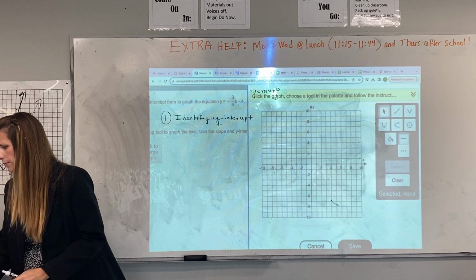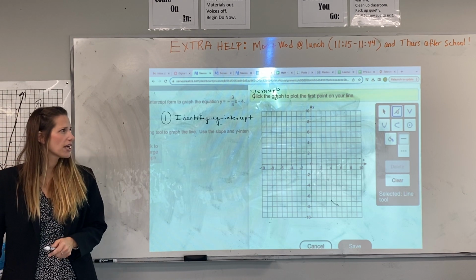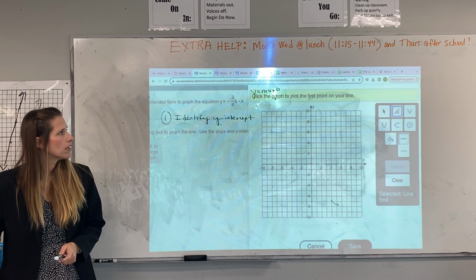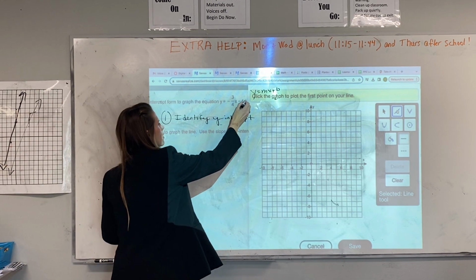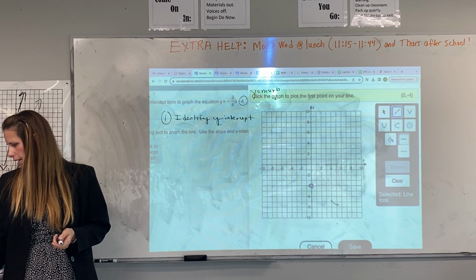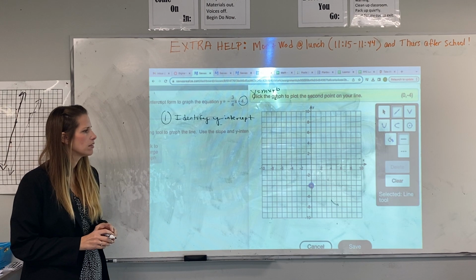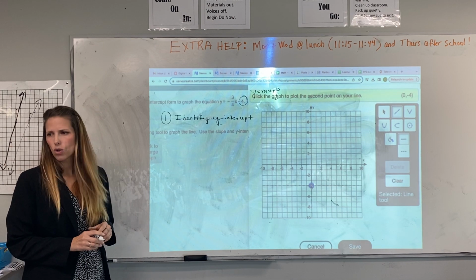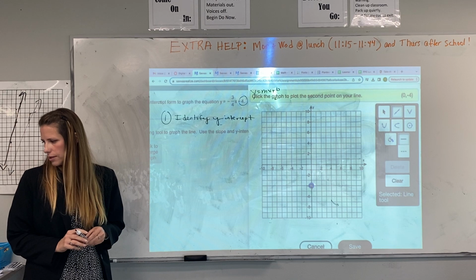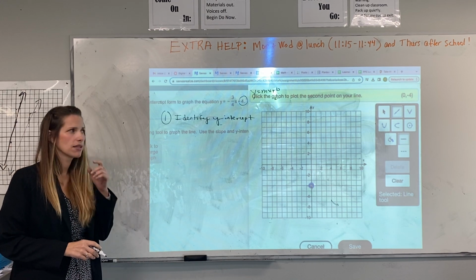Okay. So I'm going to graph my first point. Where should I graph it? Yeah, -4. That's my y-intercept. So my first point is going to be on -4, because it's the y-intercept, it's where the line is going to cross through the y-axis.